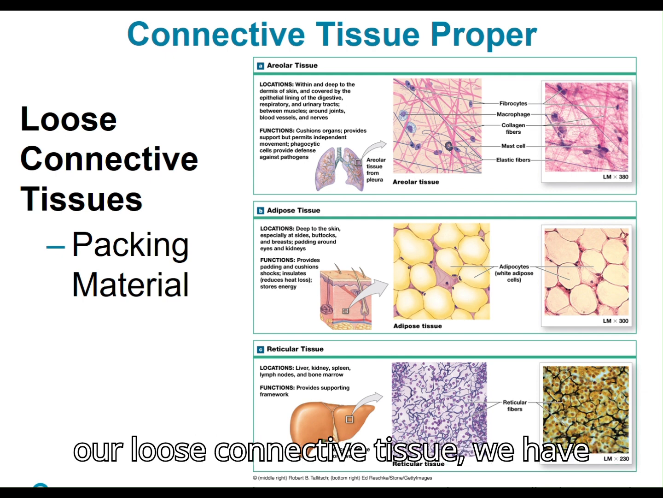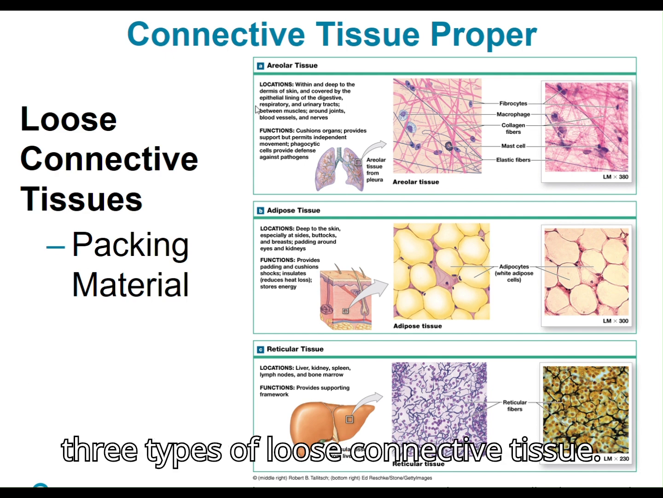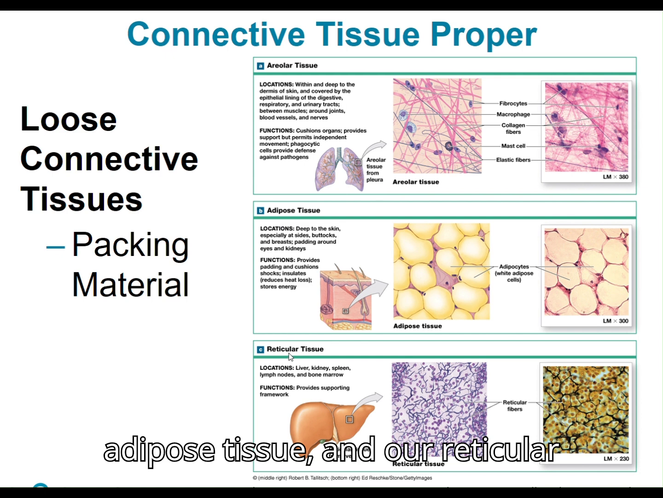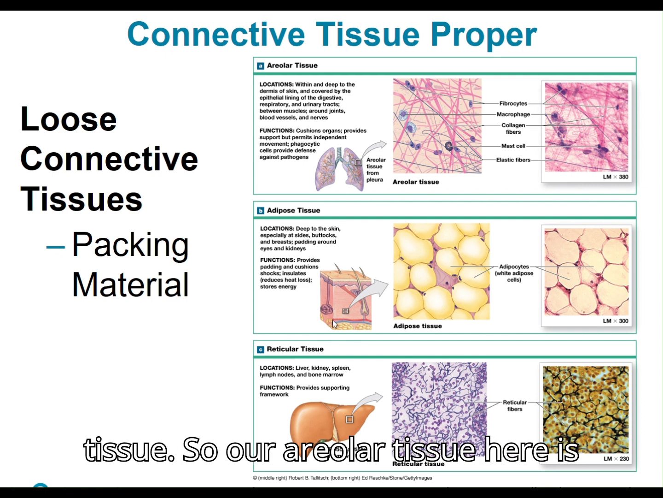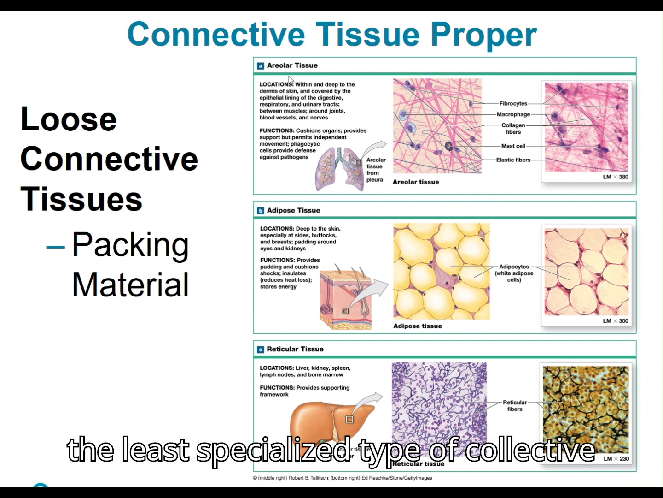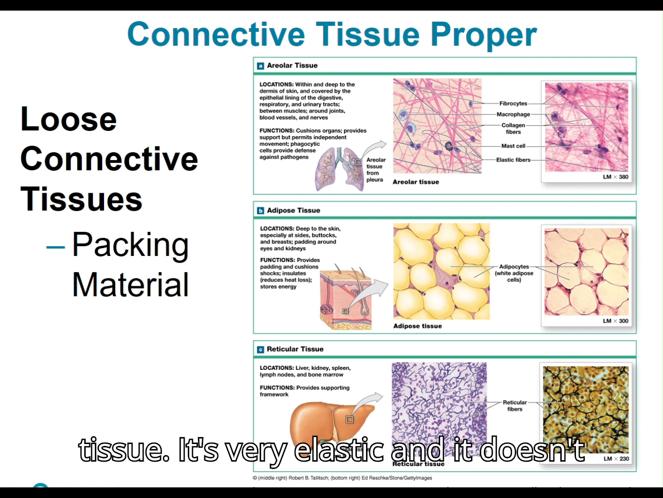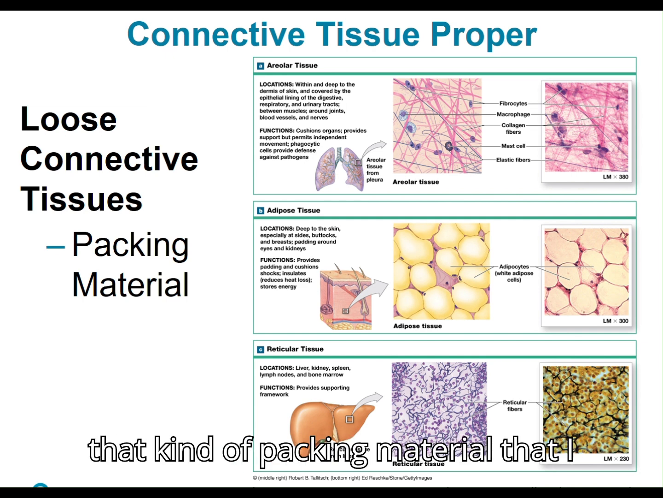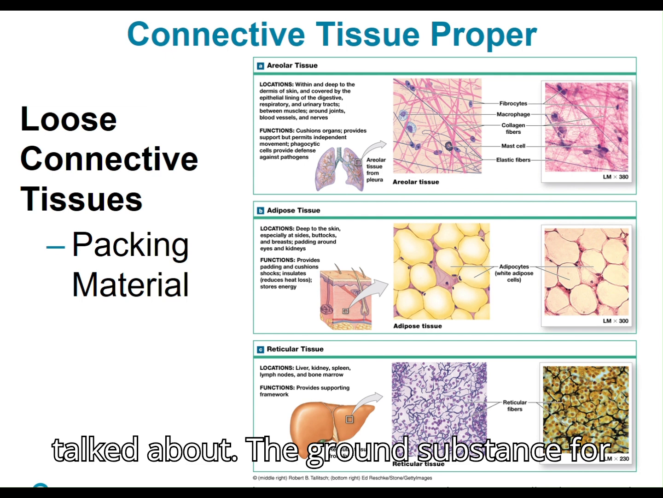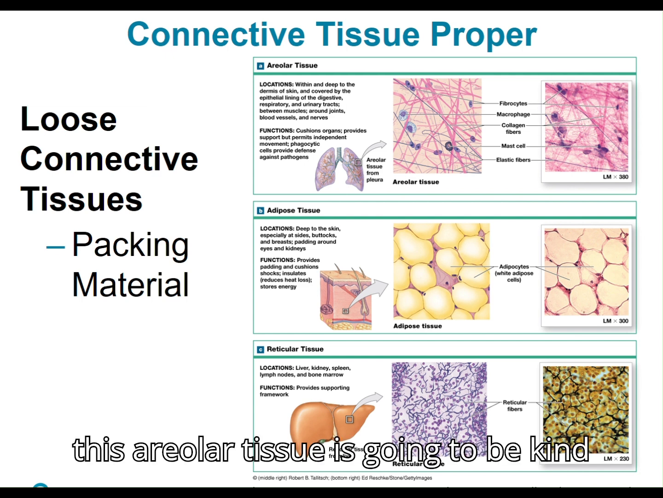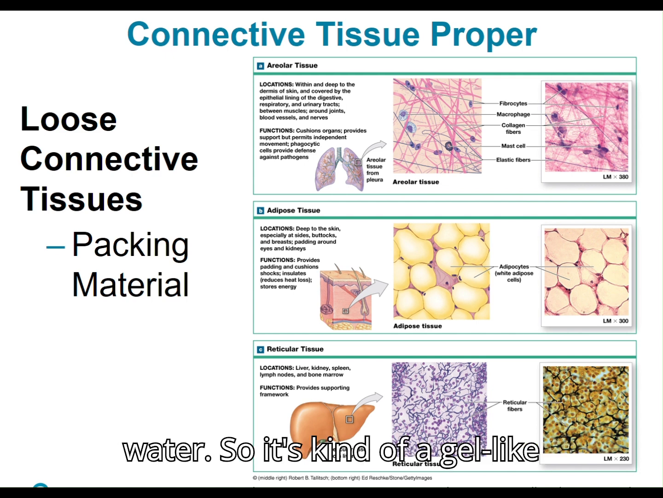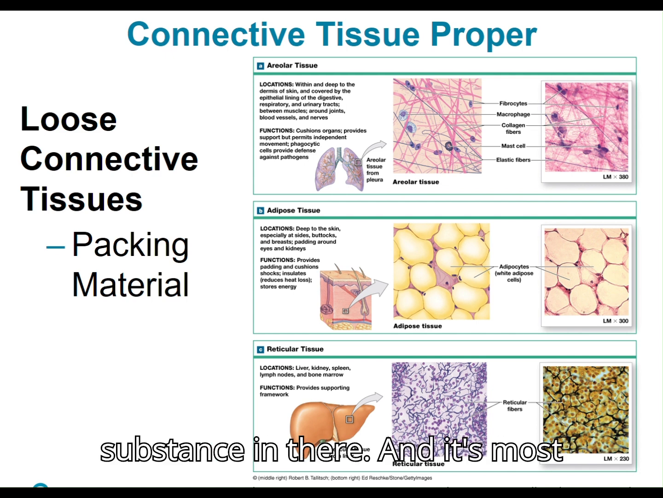Within our loose connective tissue, we have three types of loose connective tissue. So we have our areolar tissue, our adipose tissue, and our reticular tissue. So our areolar tissue here is the least specialized type of connective tissue. It's very elastic and it doesn't distort very well, and it's basically that kind of packing material that I talked about. The ground substance for this areolar tissue is going to be kind of viscous, so it's more viscous than water, so it's kind of a gel-like substance in there.